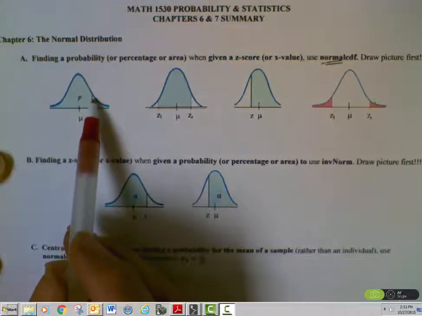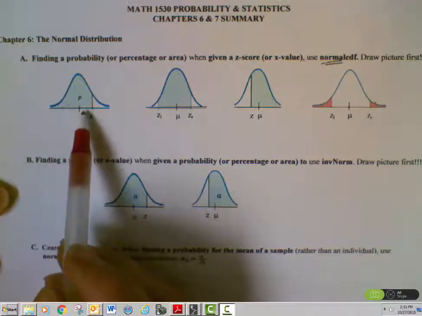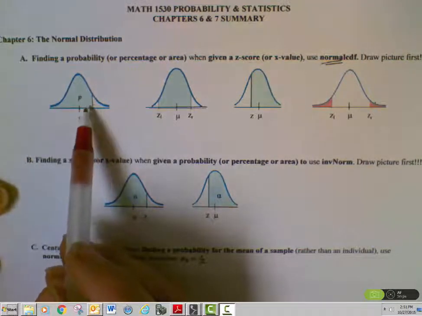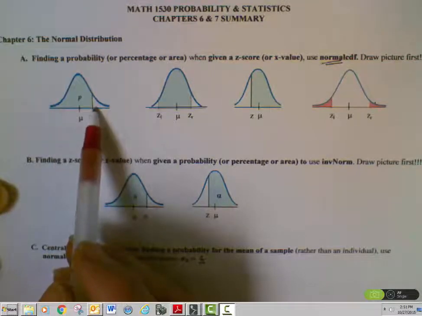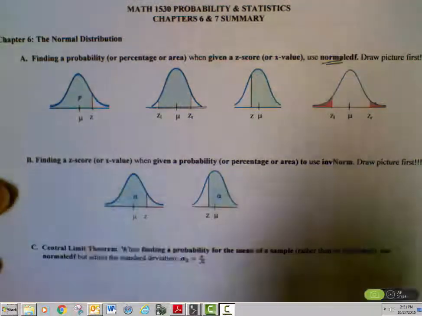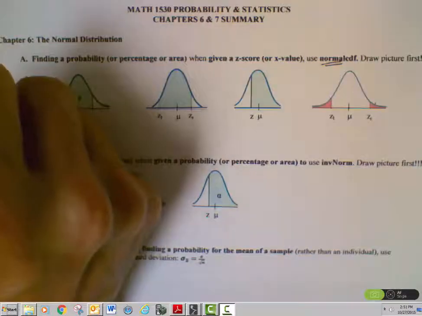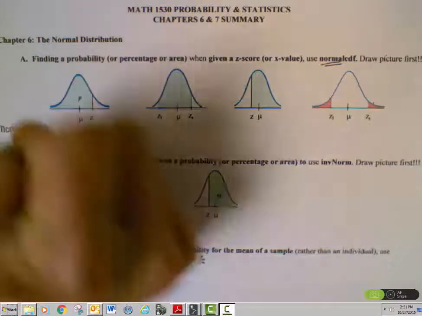Either I give you one z-score and say what's the probability of something being less than that z-score, or this may be an x value instead of a z-score, but still I could give you something like find the probability that an individual man weighs less than 150 pounds. That's when we used normal CDF, not inverse norm, because we're looking for a probability.